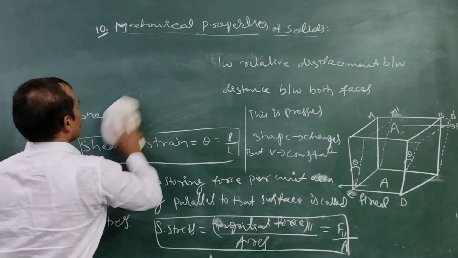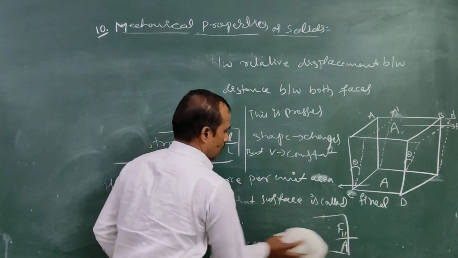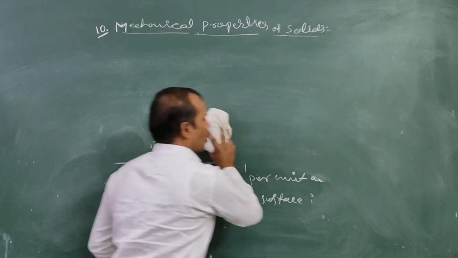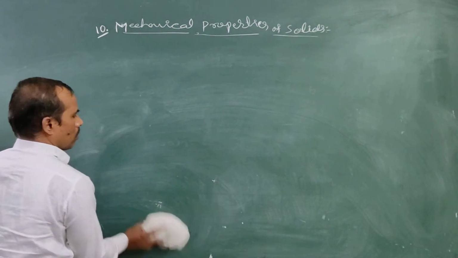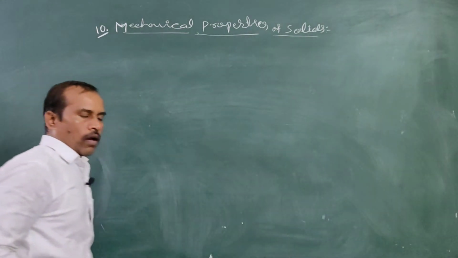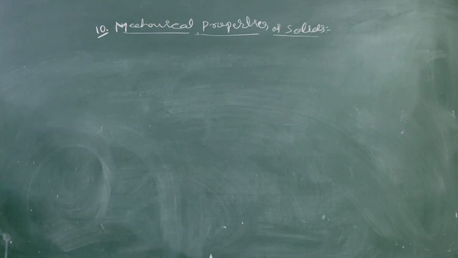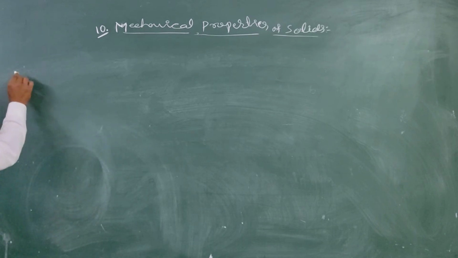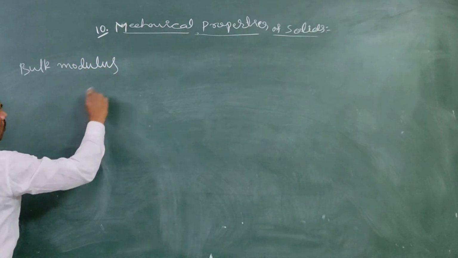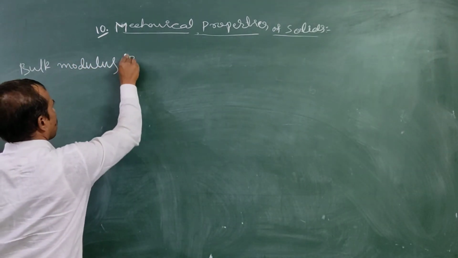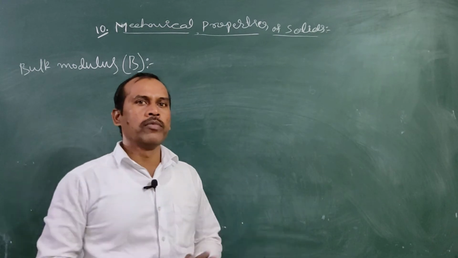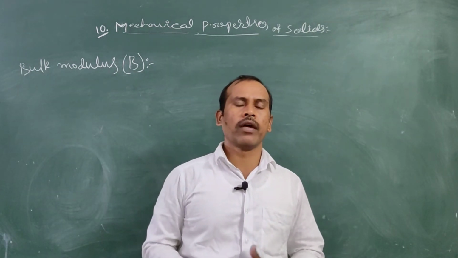Next, bulk modulus. The bulk modulus is defined as the ratio between volume stress to volume strain. It is also called hydraulic modulus, or volumetric modulus. Bulk modulus is indicated by B. It is defined as the ratio between volume stress and volume strain.